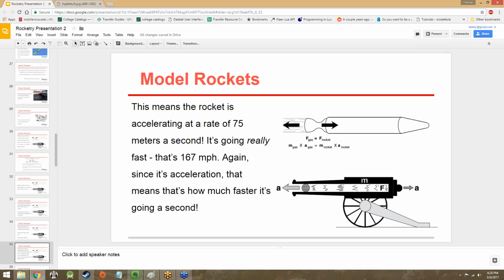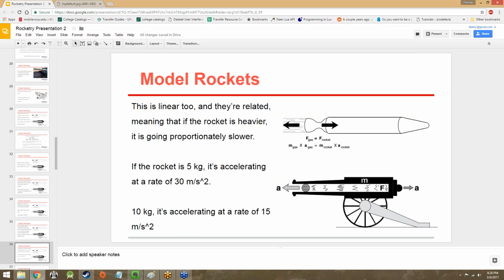It's going really, really fast. That's 167 miles per hour per second. So it's going 167 miles per hour after the first second. And then it's going 334 miles per hour the second second. And then it's going even faster the third second. That's really, really fast. Again, since it's acceleration, that means that's how much faster it's going each second. So this is linear, and it's related. That means that as the rocket is heavier or lighter, it is accelerating proportionately slower or faster.